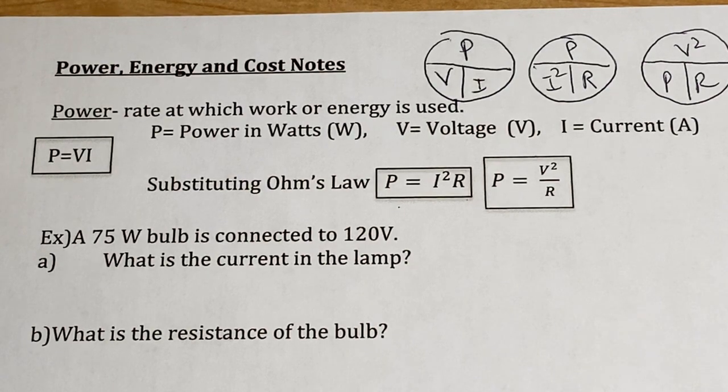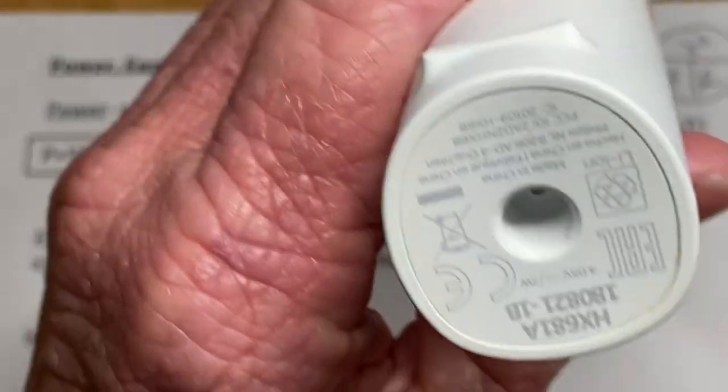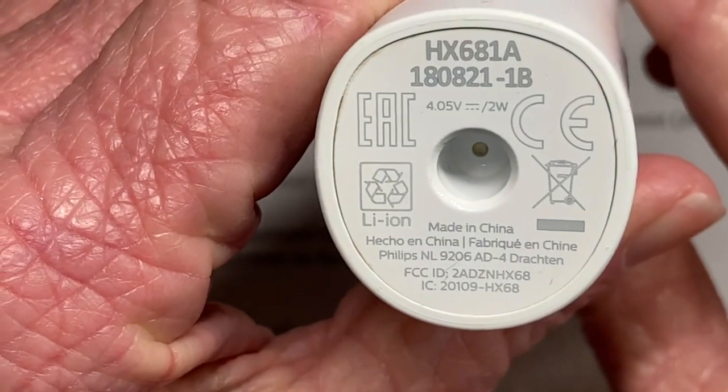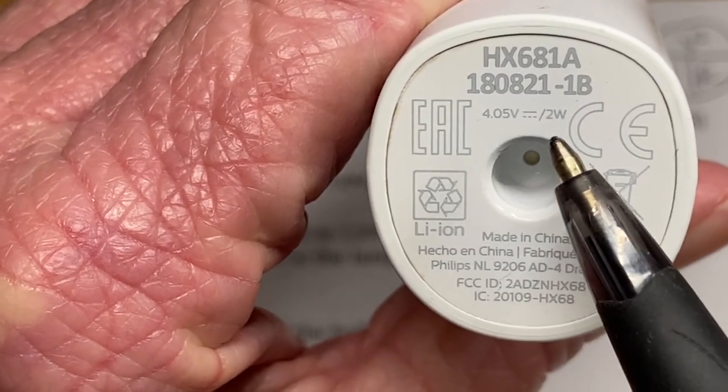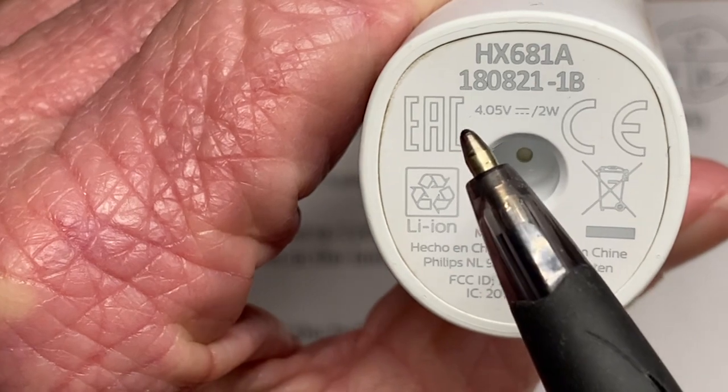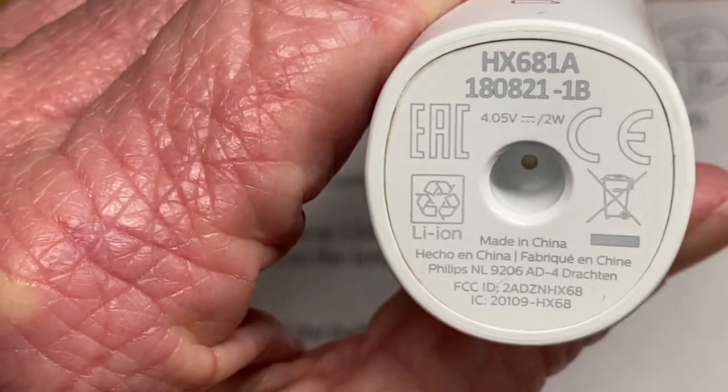So I'm going to diverge for a second and show you the bottom of my electric toothbrush. And notice right there, 2 watts. It uses 4.05 volts and 2 watts. So my electric toothbrush uses 2 watts.